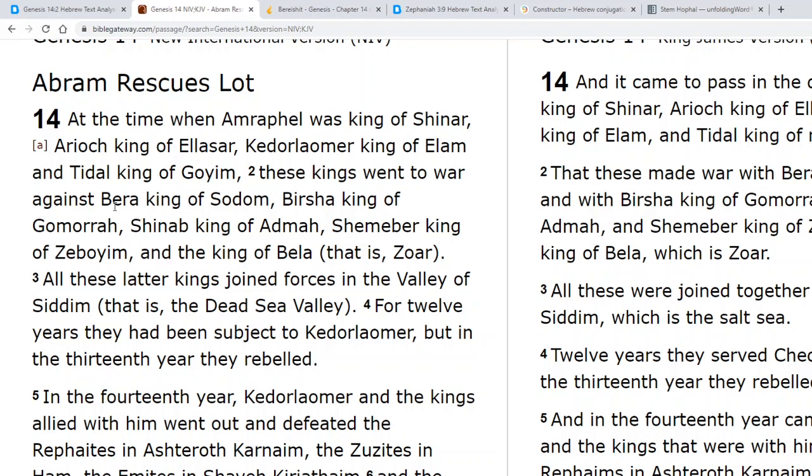These kings went to war against Bera, king of Sodom, Birsha, king of Amorah, Shinab, king of Adma, Shem Ever, king of Tzivoim, and the king of Bela, that is Tzor. So they're actually leaving the ambiguity. Well, they use the Oxford comma there. I mean, so they're also saying the king of Bela was Zohar pretty much. Although there is that ambiguity there.